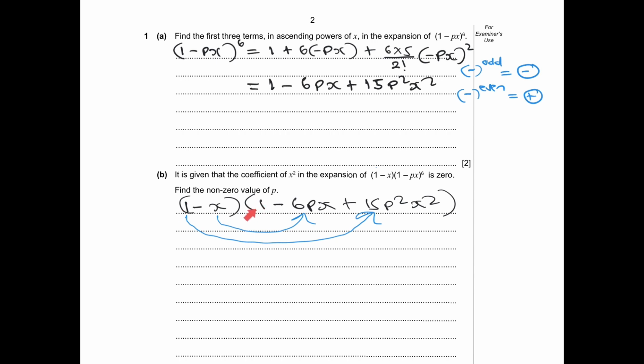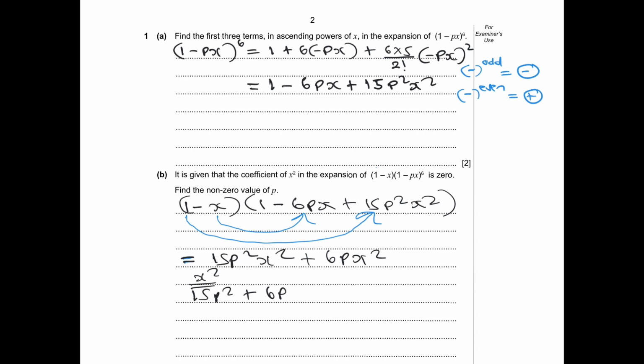We need only the ones which give the coefficient of x squared. All right, so those are the only multiplications that we have. 1 times that, so what are we going to get? We're going to have 15p squared x squared. And then of course, if you multiply negative x times negative 6px, we are going to have positive 6px squared. Now the coefficient of x squared will therefore be 15p squared plus 6p.